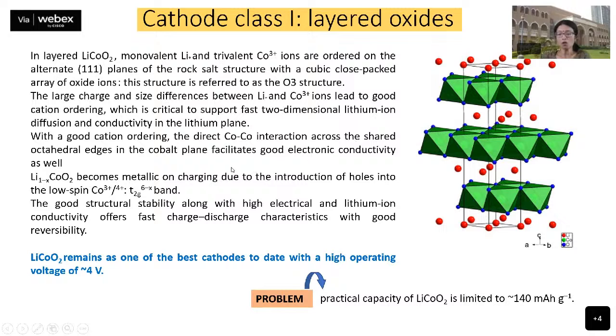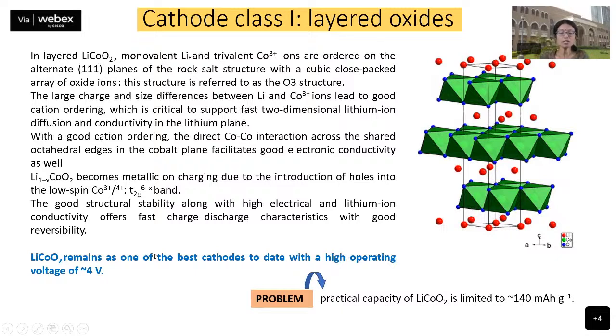With good cation ordering, the cobalt-cobalt interaction happens across the shared octahedral edges. As you can see over here, the cobalt-cobalt direct interaction happens, and so there is very good electronic conductivity also, which is important. Lithium cobalt oxide becomes metallic on charging due to the introduction of holes into the low spin cobalt 3+/4+, so ultimately it leads to the formation of a t2g6-x band. The good structural stability, along with high electrical as well as lithium ion conductivity, offers fast charge discharge characteristics with very good reversibility.